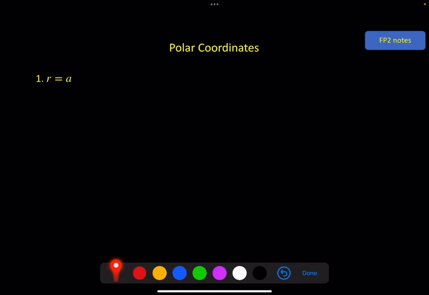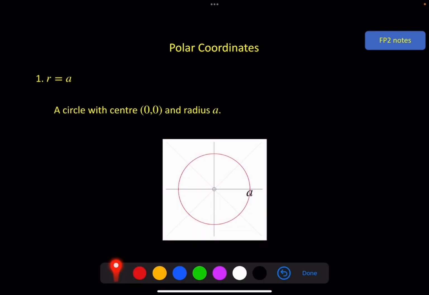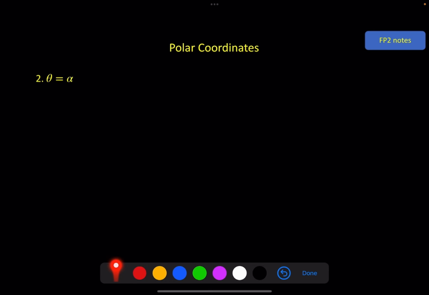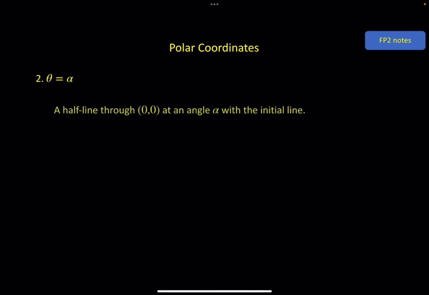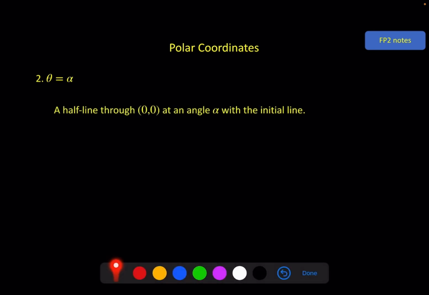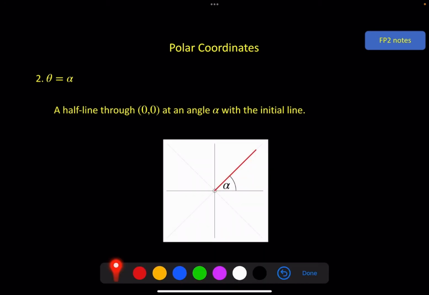So r equals a, that is just a circle. The radius is a fixed constant, circle with center 0, 0, and radius a. We did that one before. Theta equals alpha, a half line through 0, 0 at an angle alpha with the initial line, like this. I should clarify here that when I say through 0, 0, what I mean is it kind of starts here, but it does not actually include the pole. So you have a little open circle on the pole there, and then a line coming off of it.